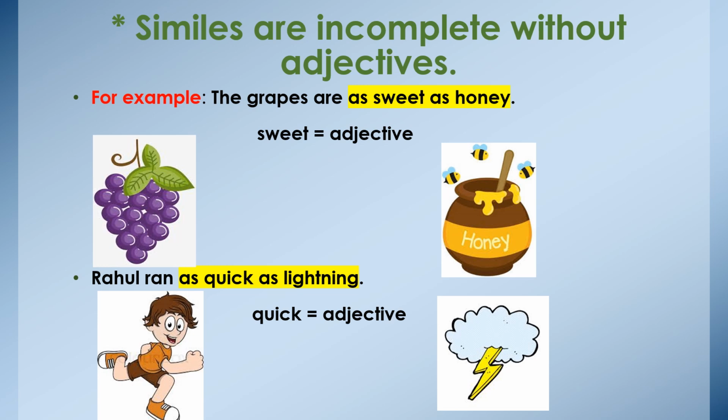The next example says, Rahul ran as quick as lightning. Here, speed of Rahul is compared to the speed of lightning. The adjective quick completes the simile. Without this adjective, the simile will have no meaning.